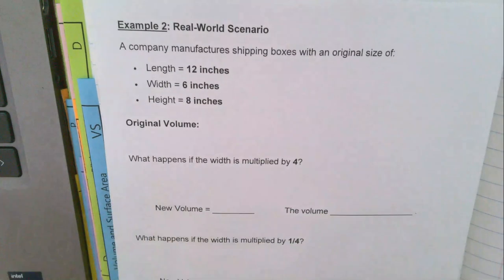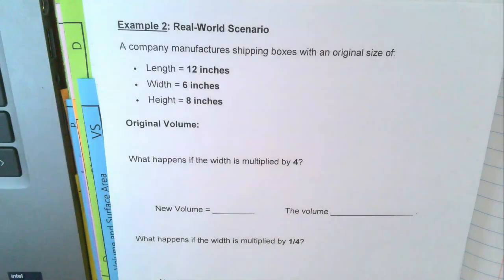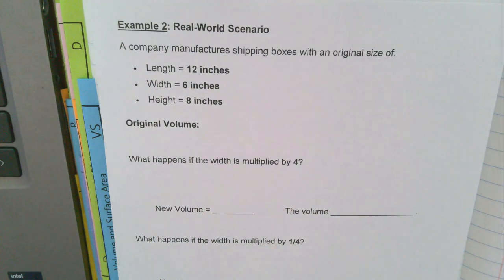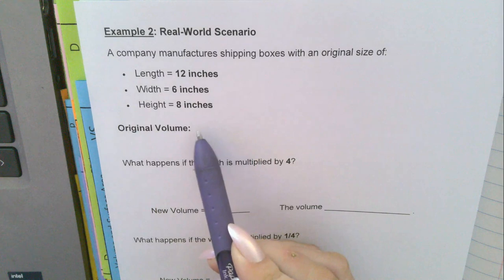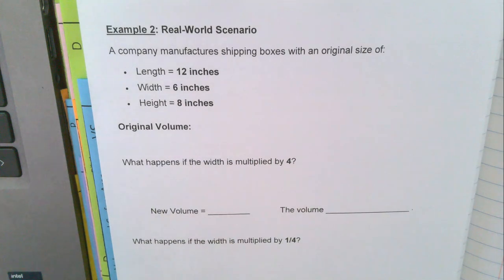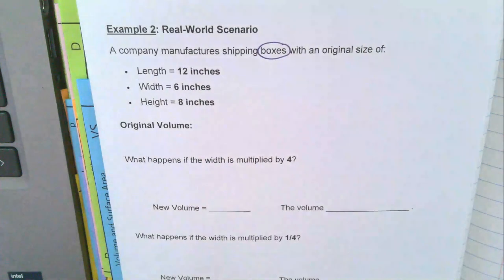All right, so this says a real world scenario. All that really means here is, instead of saying a rectangular prism, it's giving us a scenario where we would use a rectangular prism. So a company manufactures shipping boxes with an original size of 12 inches by 6 inches by 8 inches. What word tells us that this is a rectangular prism? Boxes. Dealing with the box, it's a rectangular prism.